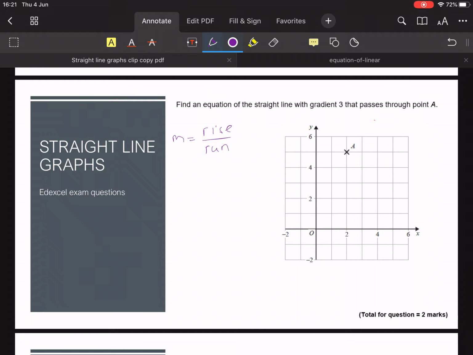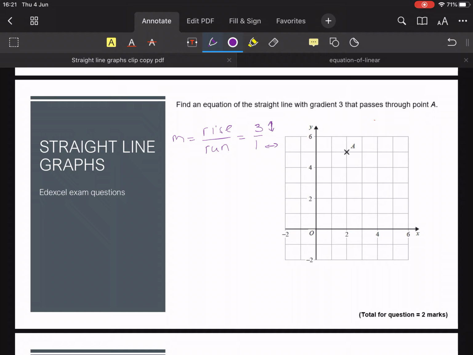I suppose the easiest way to do this would probably be to draw the line using this idea of gradient. If you want your gradient to be 3, that means you need to know how many you're going up and how many you're going across. This 3, I could write as a fraction, 3 over 1. And this is telling me that I'm going 3 vertically and 1 horizontally to get from one point to the next on this line. So I'm going to do that.